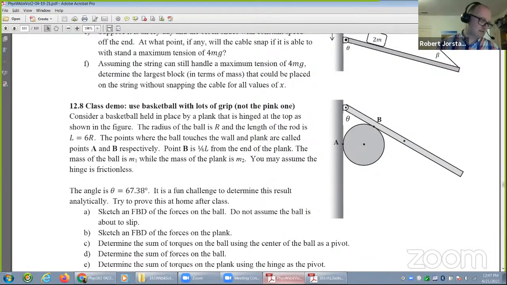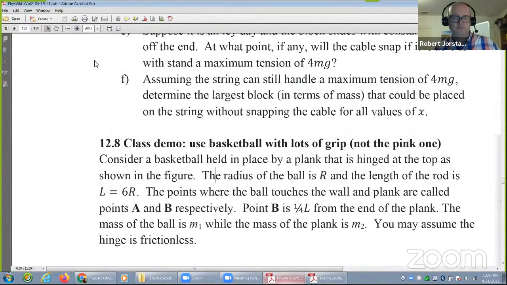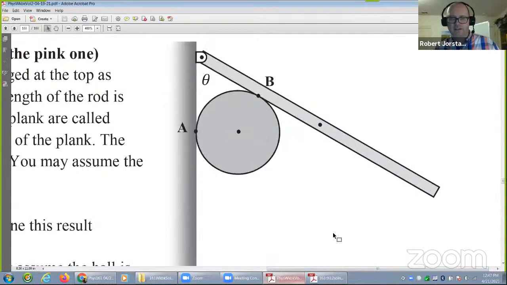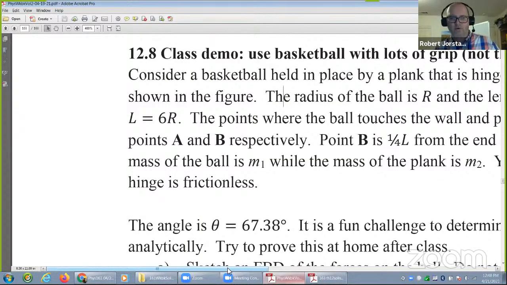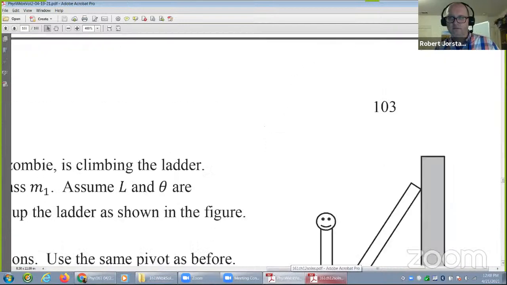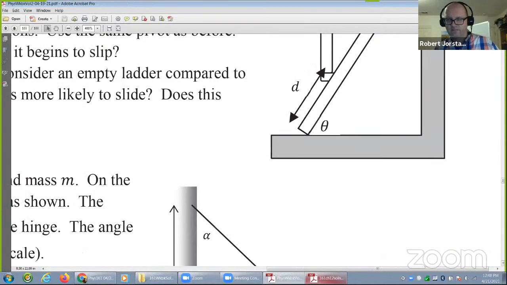Let me get this over here just so I can see it better. I'm going to make this a little bit bigger, and I want to focus on just the object here. This is problem, sorry, I forgot to say that, 12.8. This is problem 12.8 on page 103.